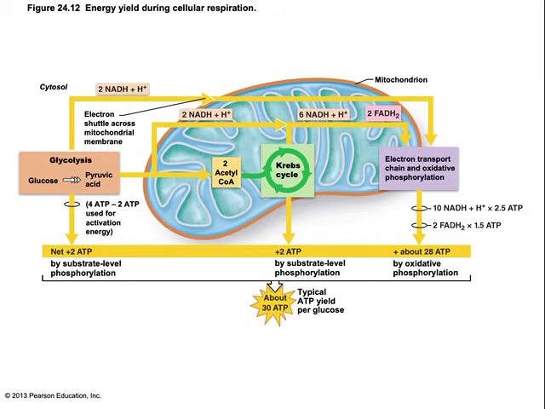Okay, and everybody's total is going to be a little bit different, and you might wonder, well, why is that? Well, every enzyme in this chain is coded by genes, and there are variations in those genes that produce enzymes that have different efficiencies. The more efficient the enzymes of the three metabolic pathways are at doing their job, the more ATP you're going to produce.